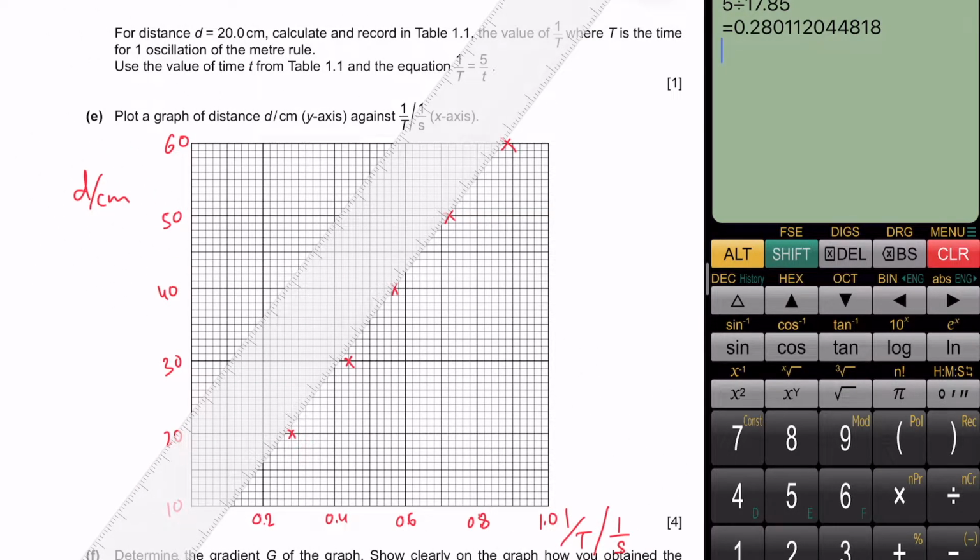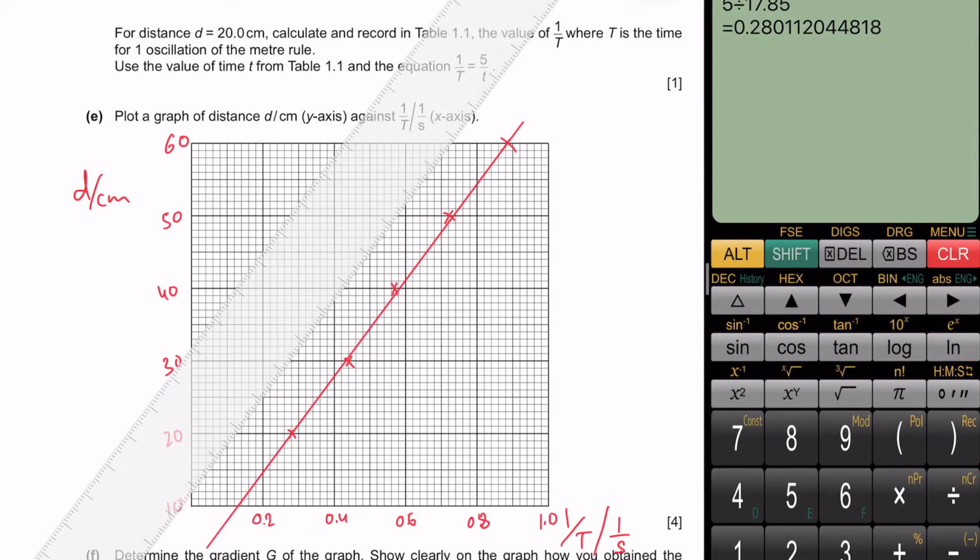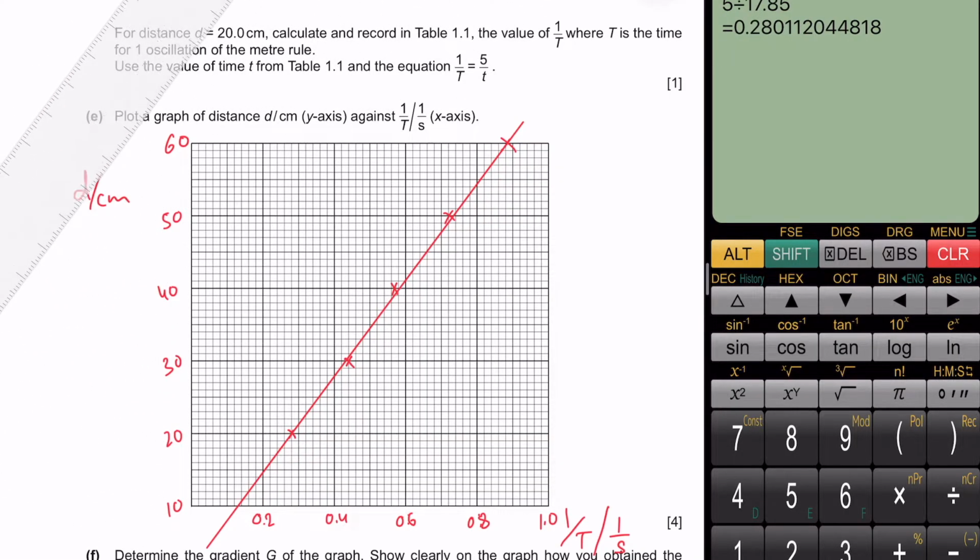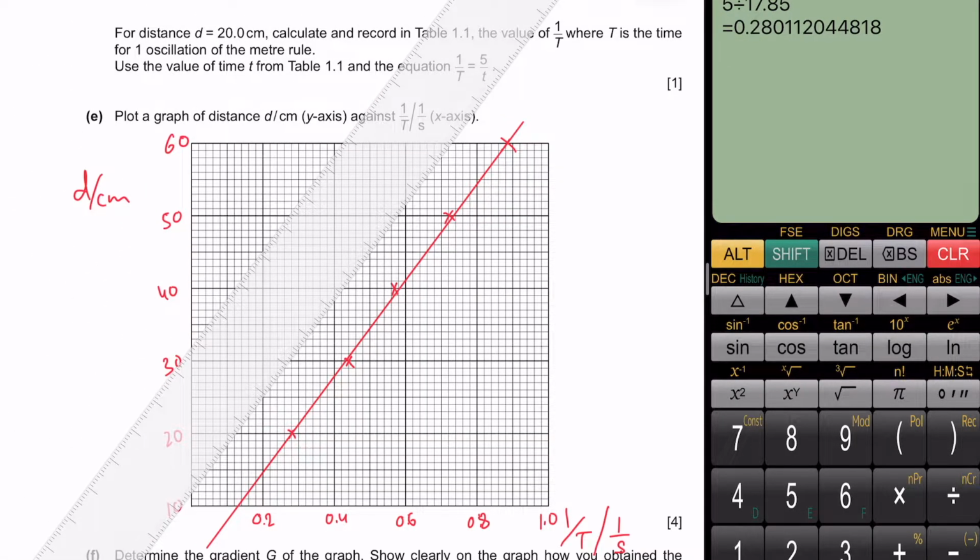So we'll use a line. We should draw one line. Don't connect all the points individually. You should draw one straight line and it should pass through most of the points. So this point is slightly below and these 2 points are above, which is completely fine. They're not that far, so the line is okay.